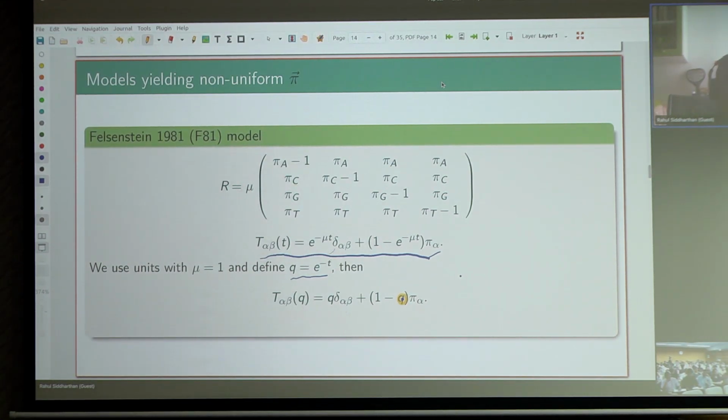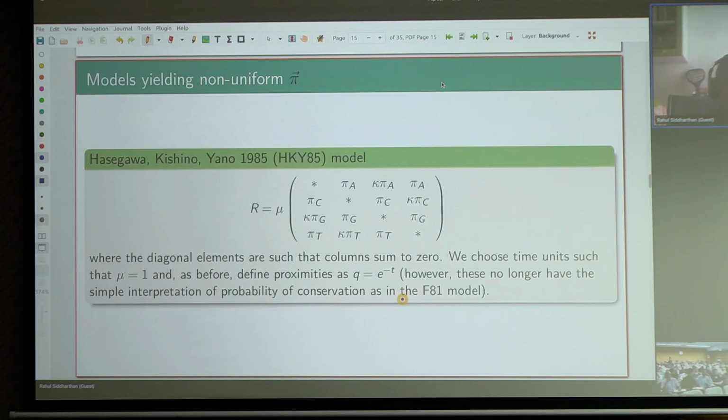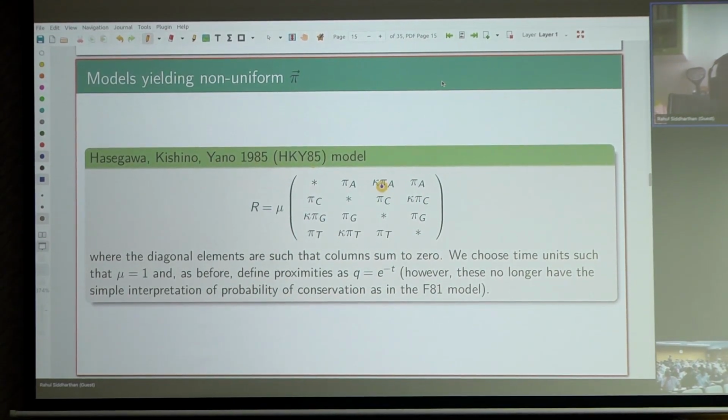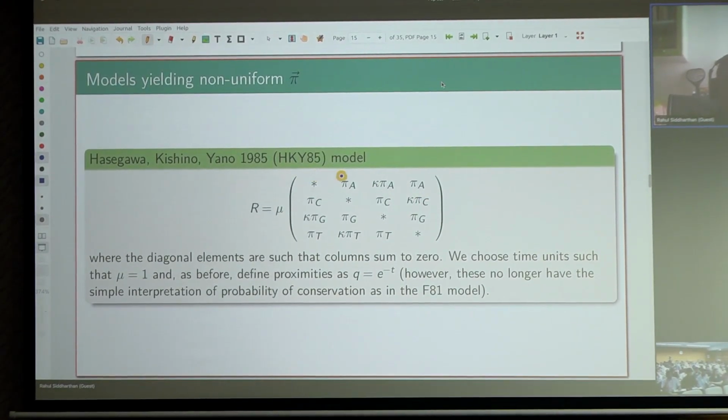This also does not distinguish between transitions and transversions. So Felsenstein himself generalized it a little in '84, but the more widely used version is HKY from 1985, which generalized it rather simply: they just put a kappa in the transition elements. The ordering here is ACGT, so this is A to G, and this and this are transitions, this and this are transitions, the rest are transversions. And as before, the starred entries are minus the sum of these.